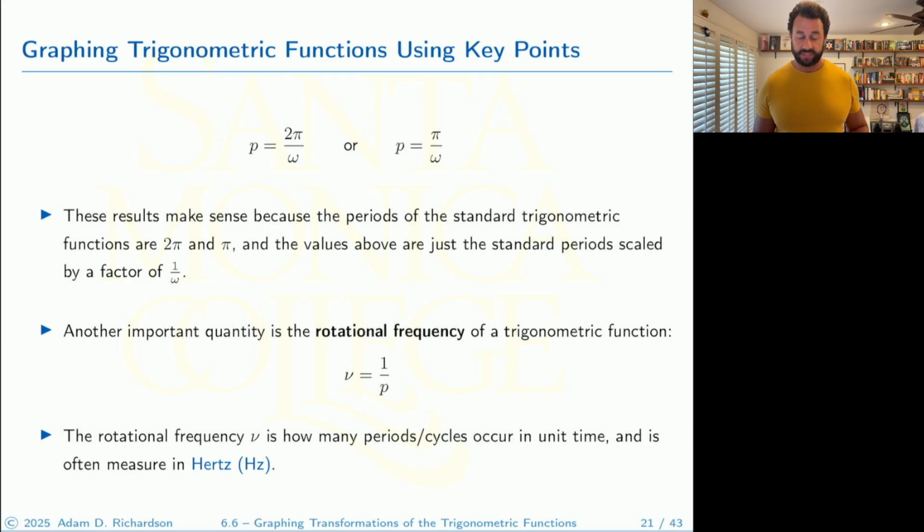There's another important quantity that's called the rotational frequency of a trigonometric function, and it's just the reciprocal of the period. So if you've ever heard that word frequency in the context of radio or anything like that, it literally means the reciprocal of the period. So the period is how long it takes for the thing to repeat. The rotational frequency is just the reciprocal of that. And what the frequency is, it's just how many periods occur in unit time. Often measured in hertz. Oops, there should be a d right there. So if you've heard of hertz before, that's what it's measuring. It's measuring how many cycles are occurring in 1 second, for example.